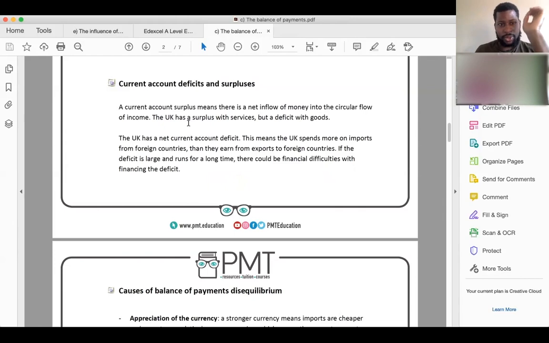So far. So what we tend to find in the UK is that we have a surplus on services because we're a service-based economy. We're not producing clothes or cars or anything, or PPE, which we desperately need. So we have a surplus on services, but we have a deficit on goods. The net impact is that we actually have a deficit.